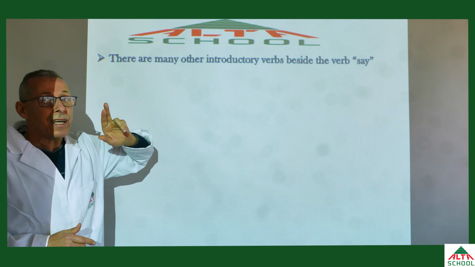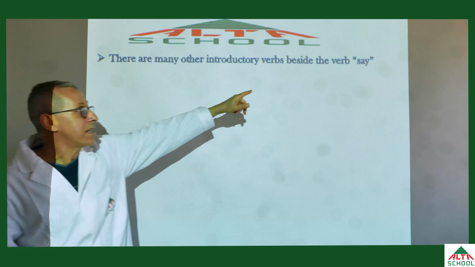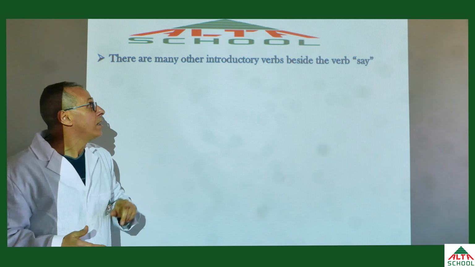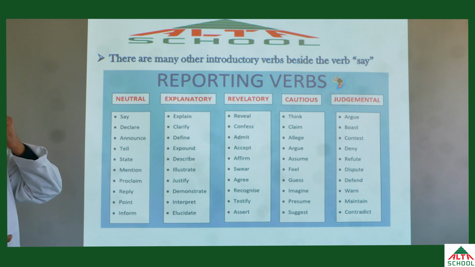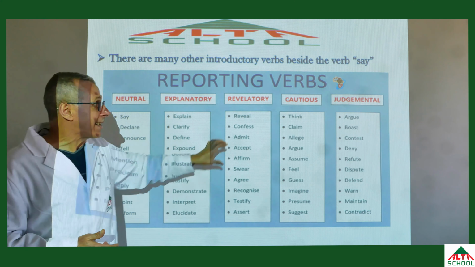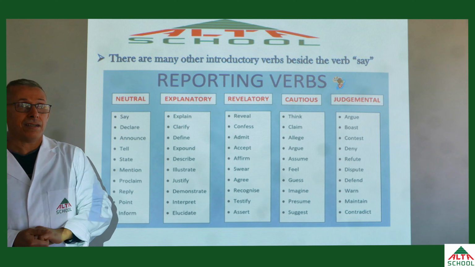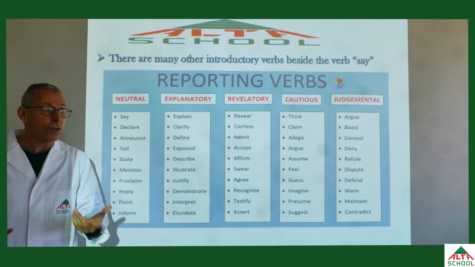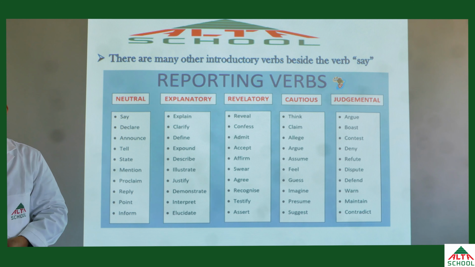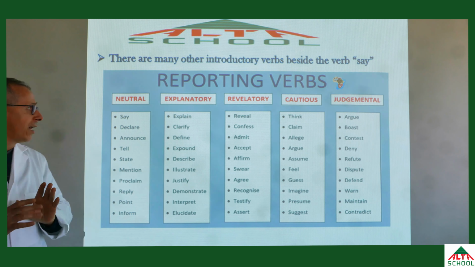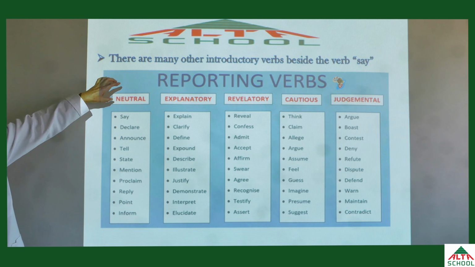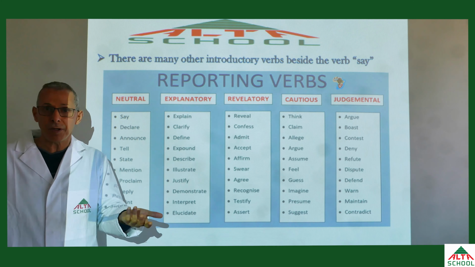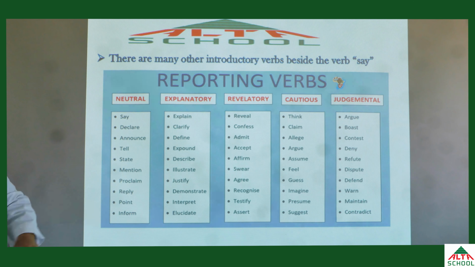In addition to say, there are other reporting verbs that you can meet or that you can use. So let's see them. Here we have different lists of different reporting verbs that we can use to make reported speech. But the most common ones are say and tell. But in addition to say and tell, you can find others. Some of them are neutral. It means they are used for different purposes. We have declare, announce, state, and so on and so forth.